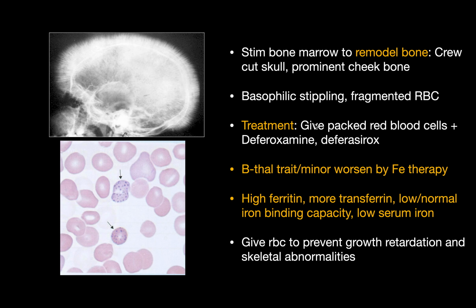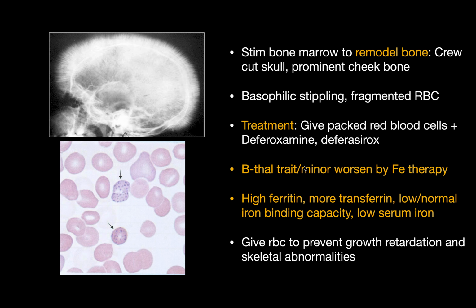So we give these patients packed red blood cells along with the iron chelators. But in beta thalassemia trait or minor, it's worsened by the iron therapy. So you only give them the red blood cells and a lot of iron chelators. You don't actually give them iron. In other cases, you do give iron.